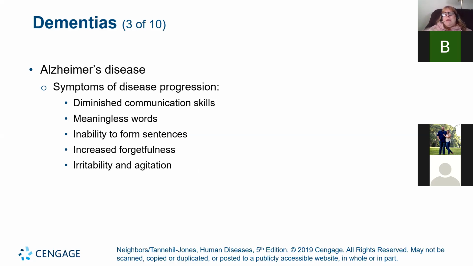All right. So you'll see diminished communication skills. And by that, I mean, they'll have trouble finding the word that they want. But again, just because somebody can't figure out the word, they'll say, oh, it's right on the tip of my tongue, just because they can't figure out a word here and there doesn't mean they have dementia. It's usually a fairly regular thing. When they talk, they'll say meaningless words. They won't be able to form sentences the way they used to. Again, an increased forgetfulness, but one of the biggest symptoms that differentiates Alzheimer's from just regular senility is they'll get really irritable and agitated.